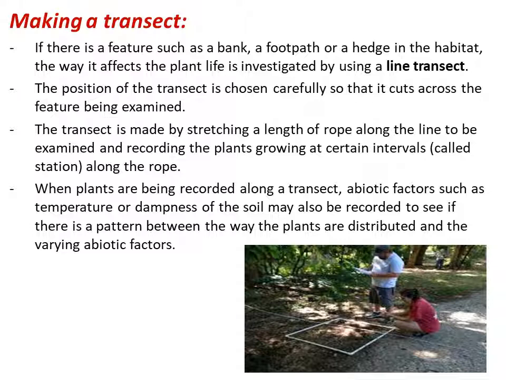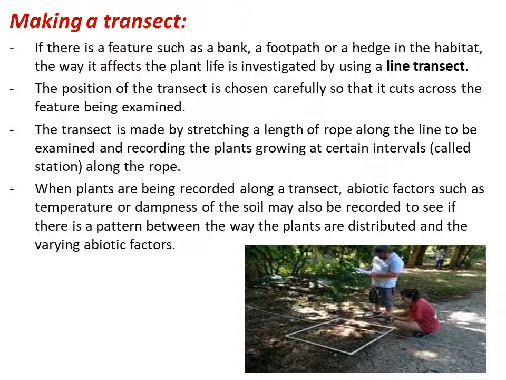The transect is made by stretching a length of rope along the line to be examined and recording the plants growing at certain intervals called stations along the rope. Do you see that one? This is a rope that they stretch along the line I want to examine. Then I will record the plants growing at certain intervals. I call it a station. I will select the stations in different places along this rope.